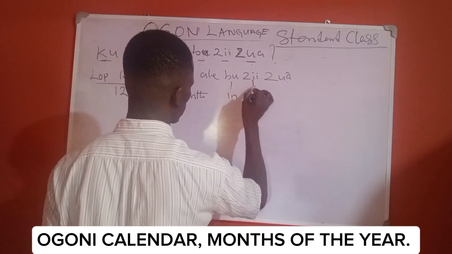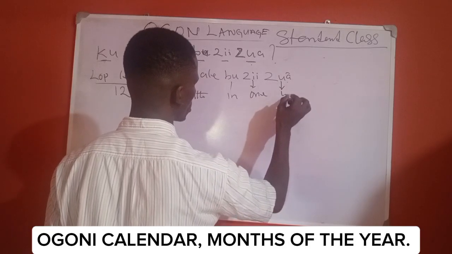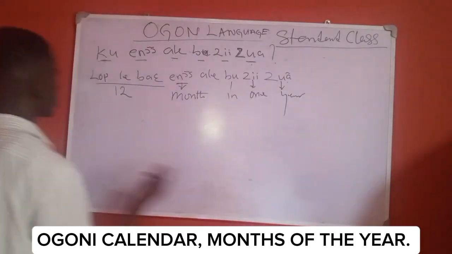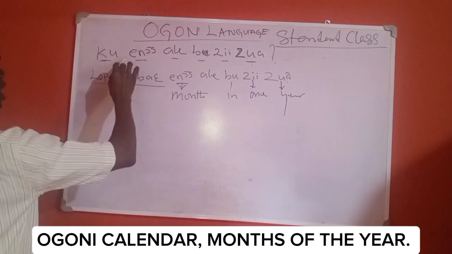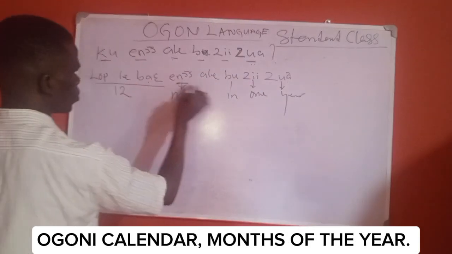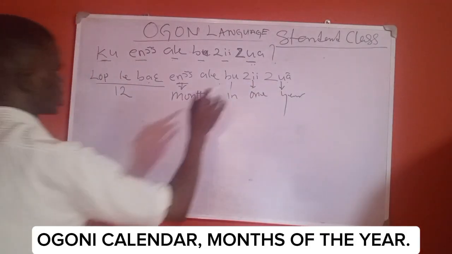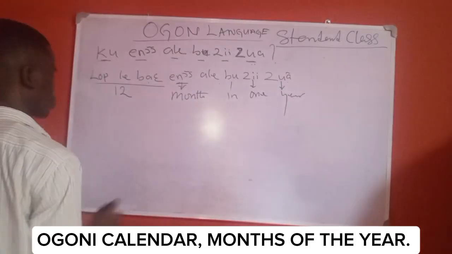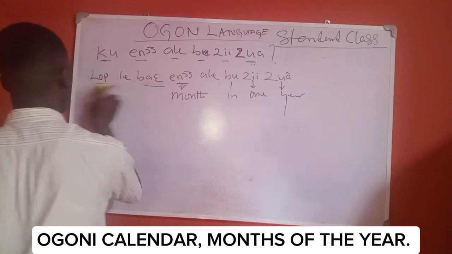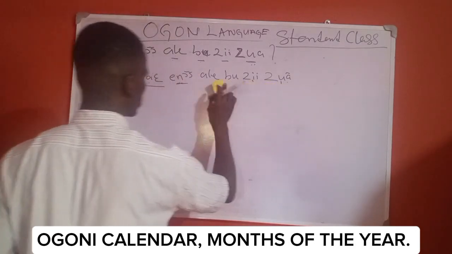In 1 year. This is 1. As you know, this is year. So the question here is, how many months are in a year? This is the answer: Loble ba eno ale buzin dua. So let's proceed and then go to the names of the months that are in our own calendar.